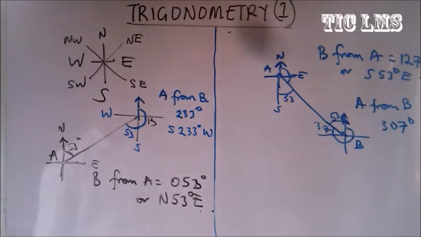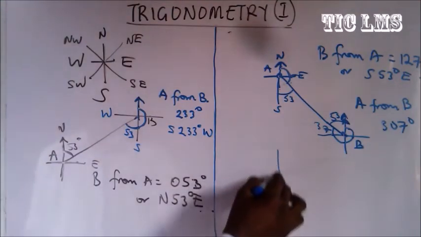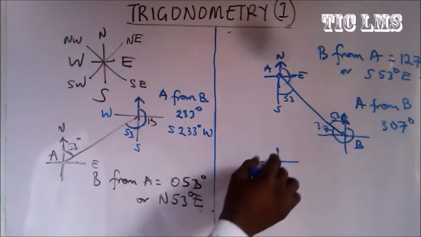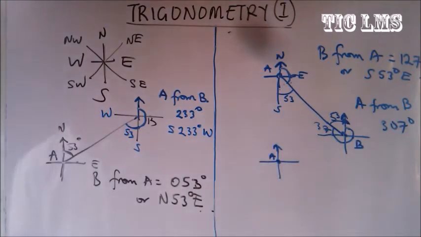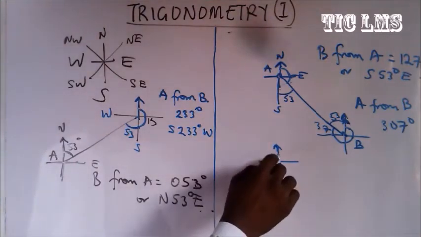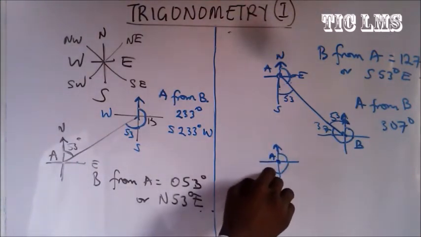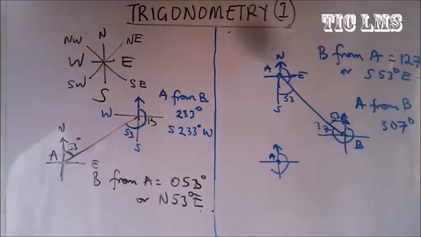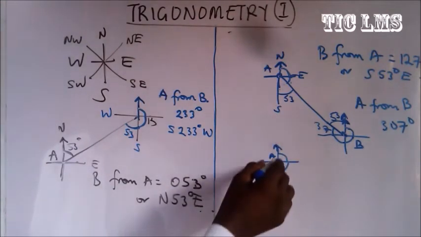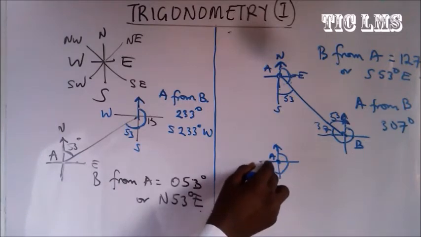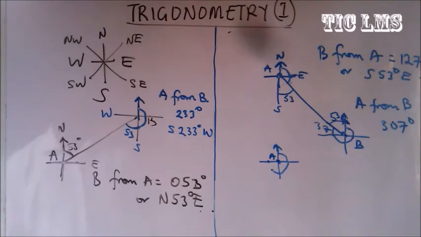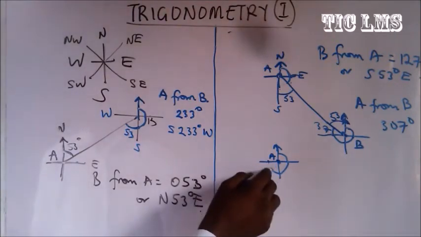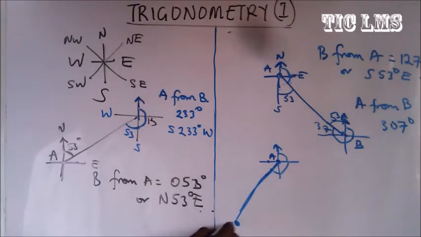Next, we could also have B from A. When we're told that B from A is 205, what we need to do is first draw our cardinal point. Now let this be our A, and here is the north of A. We're told this is 205 degrees. 205 must be lying in this third quadrant here. Meaning that we have 90, 90, which is 180, and then when you get to this place, that's 270. But we are not expected to get to 270, so we can stop somewhere along here, and then we'll draw our line. So this is where B is located.